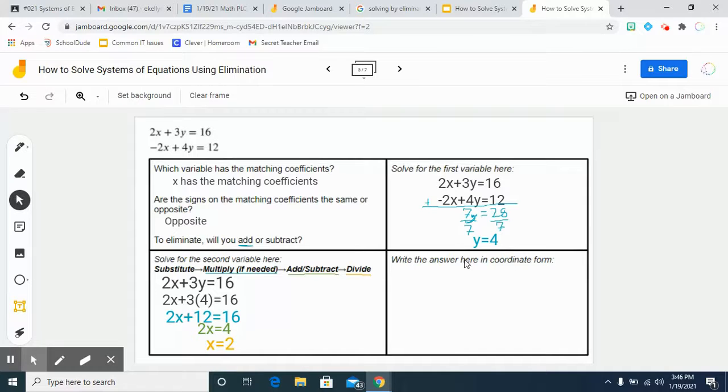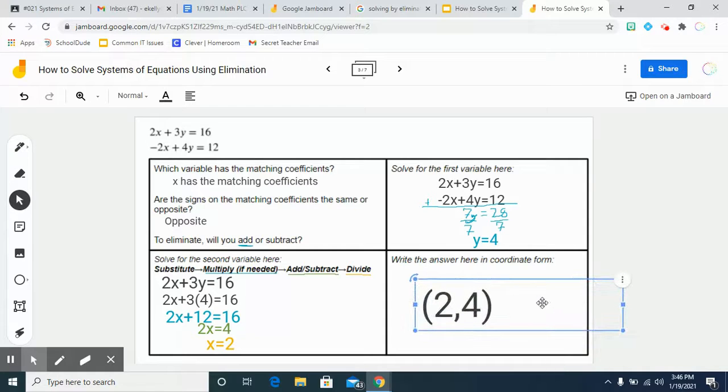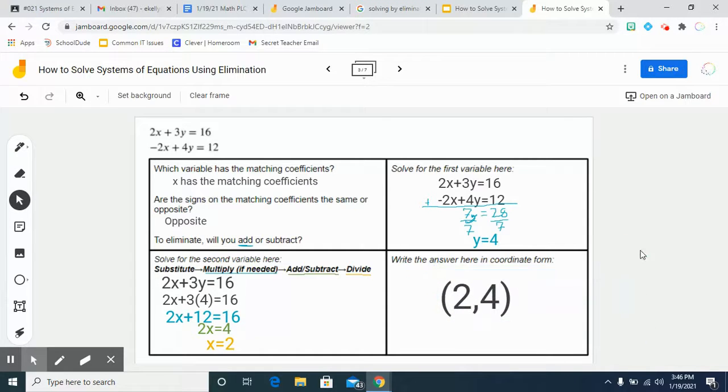So finally, we can write our answer here in coordinate form. As we know, coordinates are written in alphabetical order. And then in the alphabet, we have x, then y. So our final answer for this problem is going to be parentheses 2, 4. And that is your final answer for this problem.